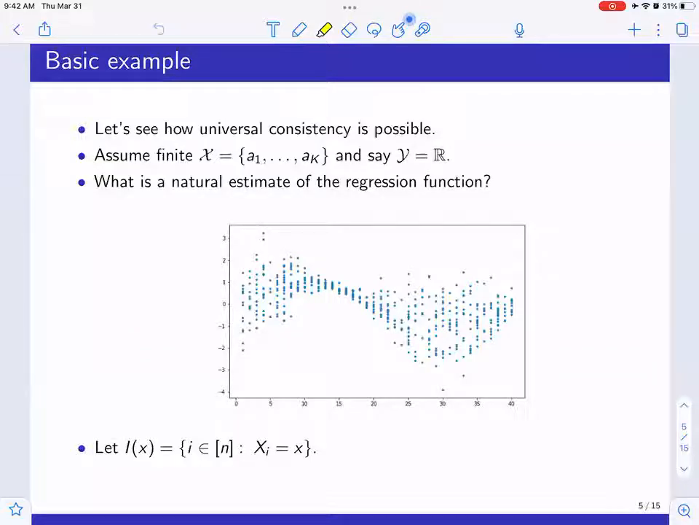Let's hope we have audio this time. 1, 2, 3. Hopefully we have.